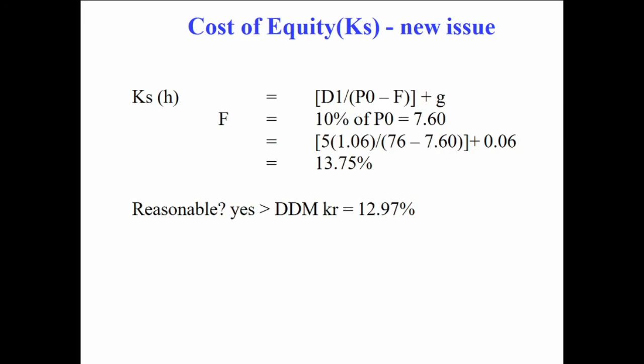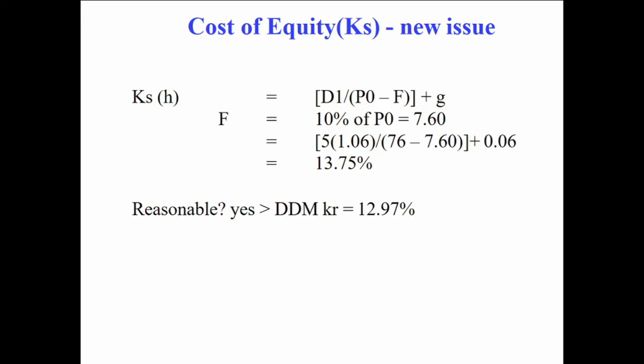Our dividend today being D0 was 5 Rand, and we will grow this by the growth rate of 6%, divided by our P0, which was 76 Rand, less the flotation costs of 7 Rand and 60 cents. And then we are going to add the growth rate. This will give us the cost of new equity, and it is 13.75%.